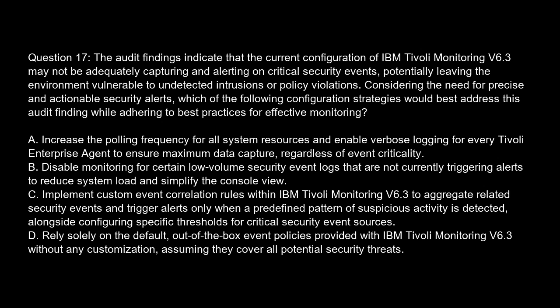Option C. Implement custom event correlation rules within IBM Tivoli Monitoring v6.3 to aggregate related security events and trigger alerts only when a predefined pattern of suspicious activity is detected, alongside configuring specific thresholds for critical security event sources. Option D. Rely solely on the default, out-of-the-box event policies provided with IBM Tivoli Monitoring v6.3 without any customization, assuming they cover all potential security threats.